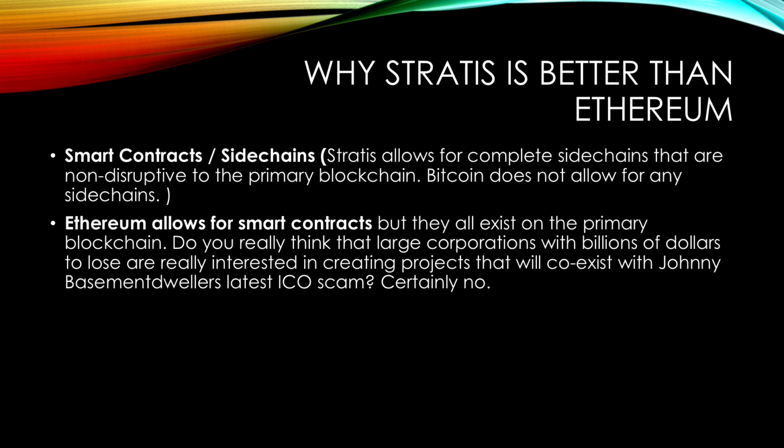Because with Ethereum, the primary blockchain is so risky, but with Stratis, you have your own particular sidechain, which is very good in terms of security. Just like you can see over here, Ethereum allows for smart contracts, but they all exist on the primary blockchain.